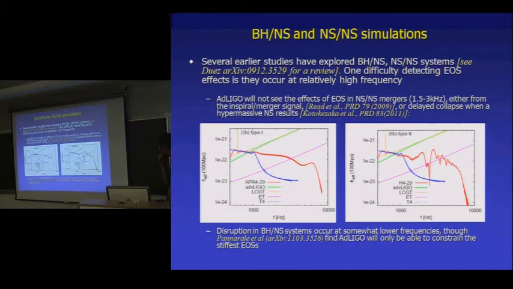But unfortunately, if you look closely at this diagram, that's the advanced LIGO noise curve. All of this interesting stuff for merging neutron stars, at least, is happening at frequencies too high for advanced LIGO to see. And so that's why they're arguing for the Einstein Telescope, the next generation, which will be sensitive to higher frequencies, and will very clearly be able to distinguish equation of state effects.